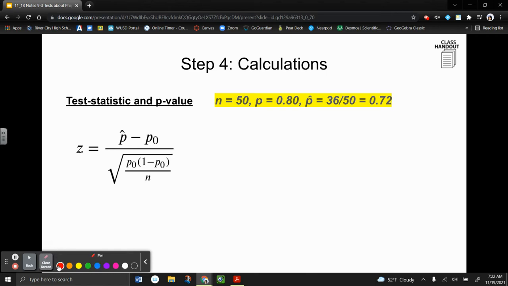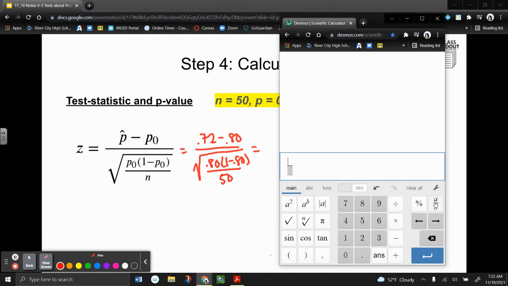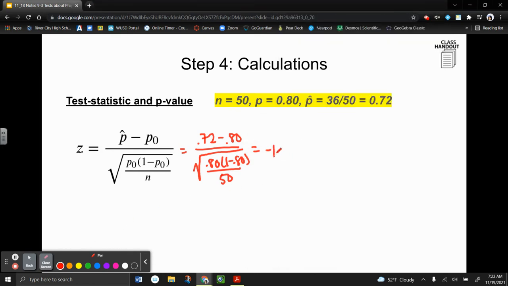All right, so now let's do our calculations here. To get our test statistic, we're going to do p hat, which is 0.72, minus 0.80, over the square root of 0.80 times 1 minus 0.80 over n, which is 50. So let's put that in our calculator. On top, it's 0.72 minus 0.80, and on the bottom, square root, and then a fraction, 0.8 times 1 minus 0.8, all over 50. We get negative 1.41. So this is my test statistic, that's z.